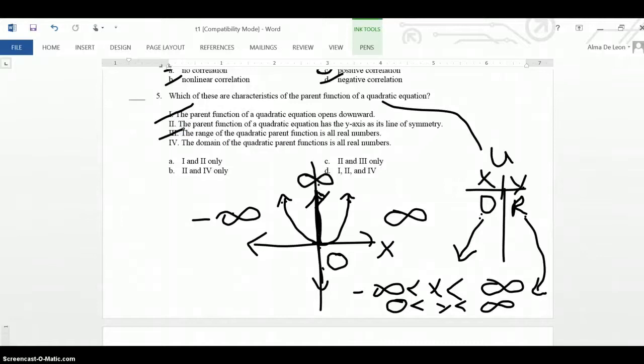The domain, however, when we look at the domain, we're focusing on our x values, which means we look at our x-axis, which goes from side to side. And we just said right now we're going from negative infinity to positive infinity. From negative infinity to infinity is the same thing as saying all real numbers. So our domain is all real numbers. Our answers here are 2 and 1. So our answer is B.